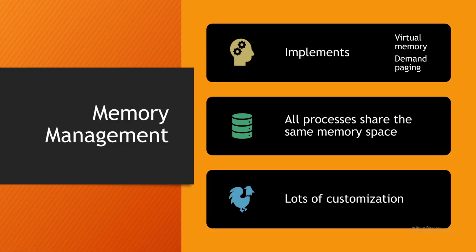So Ubuntu includes the implementation of virtual memory and demand paging, and memory allocation for kernel internal structures and user space programs. And one of the benefits of using Linux is the ability to customize almost everything, including the memory structure. Something interesting is that all processes share the same memory space. That means that all processes, including the operating system, share the same memory space, which leads into virtual memory.